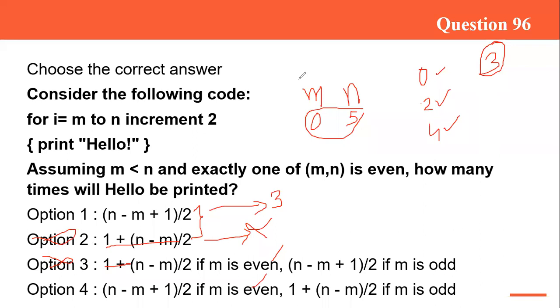If I take m as odd, what will happen? We have to think. Okay. For example, I'll take m as 1. N should be 6. How many times will it print? If I take 1 and 6, how many outputs will it print?